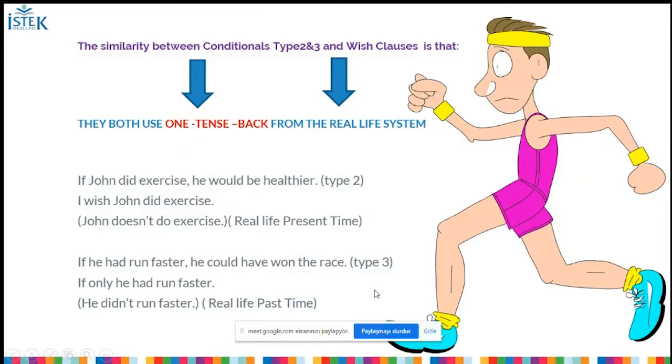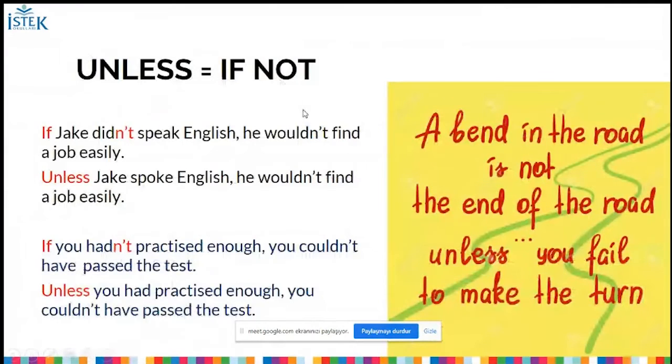Unless and if not. Unless is used instead of if not in conditional sentences. Let's have a look at the examples. If Jake didn't speak English, he wouldn't find a job easily. We take the if and not part of the sentence as unless: unless Jake spoke English. We leave the main clause the same. He wouldn't find a job easily.